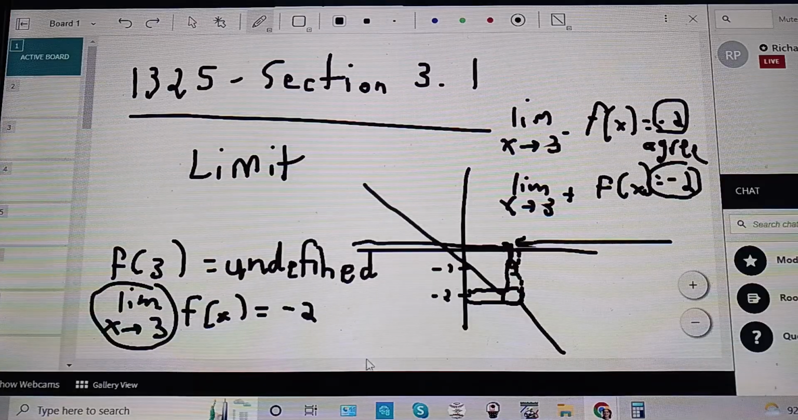That's usually the rule: when a function doesn't have an answer, you say undefined. If a limit doesn't have an answer, we say does not exist.